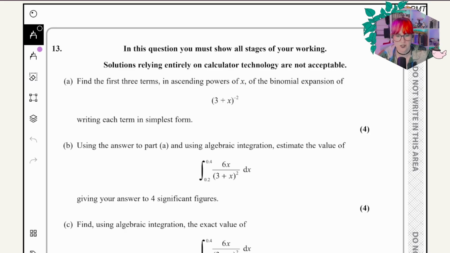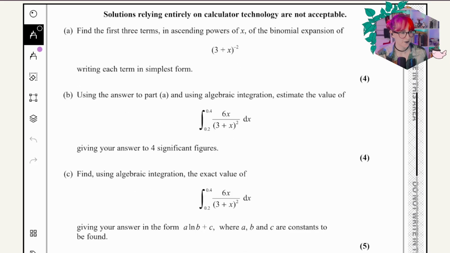Algebraic integration is just integration, isn't it? The process of finding the antiderivative of polynomial, rational or algebraic functions. Okay, so not like substitution. Got it. Cool. Okay, don't worry too much about that.